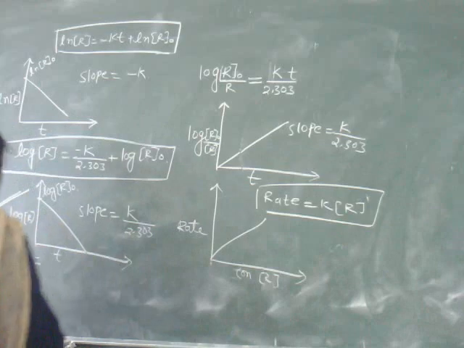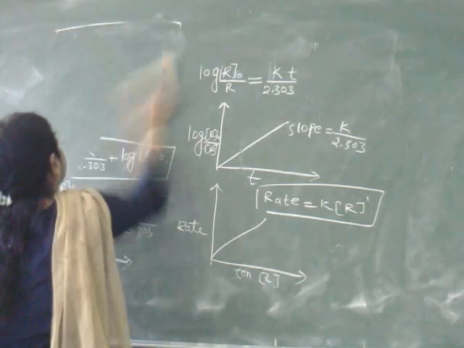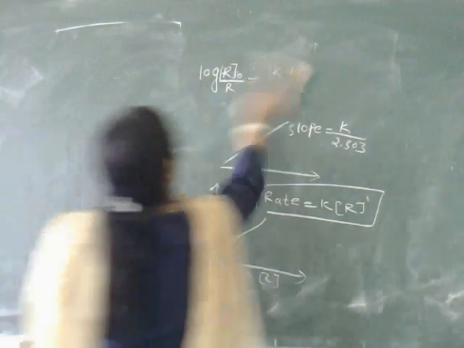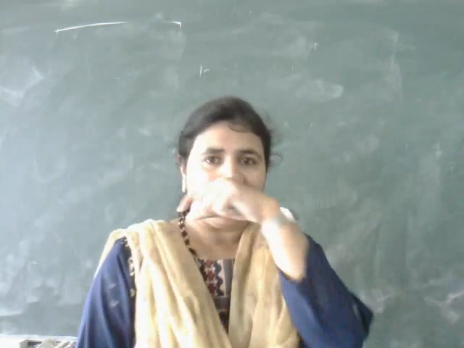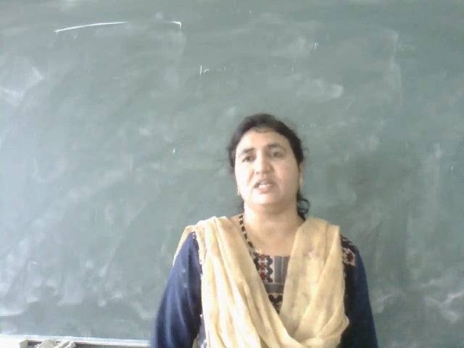So this is about the first order integrated rate equation and graphs of first order reactions. Next we have the half-life period of first order reaction. The time has completed. Next half-life period, and based on that, problems I will explain to you in the next class.